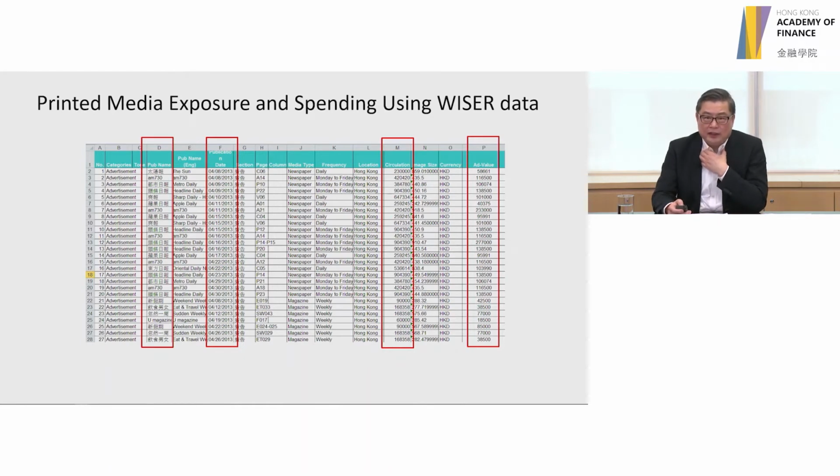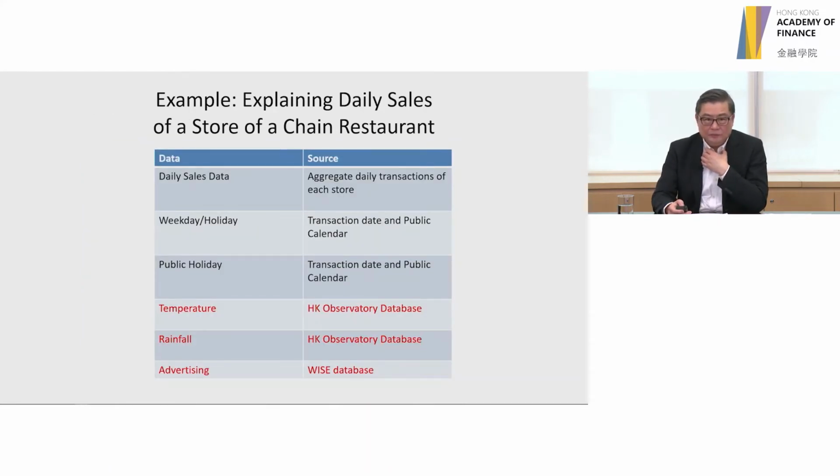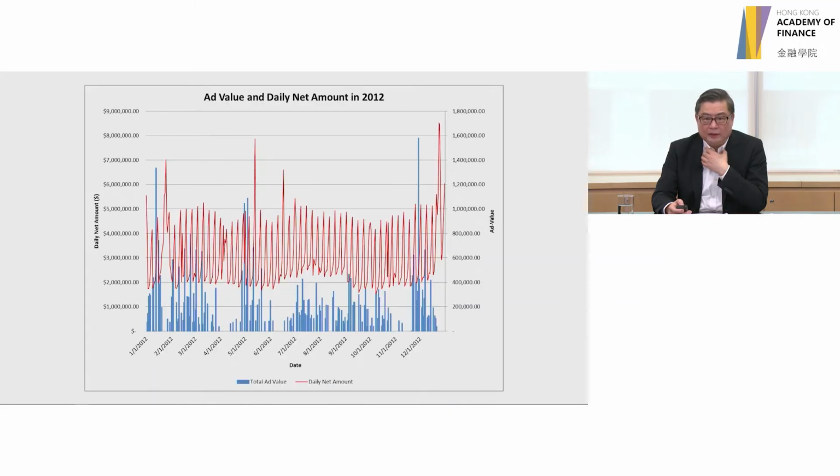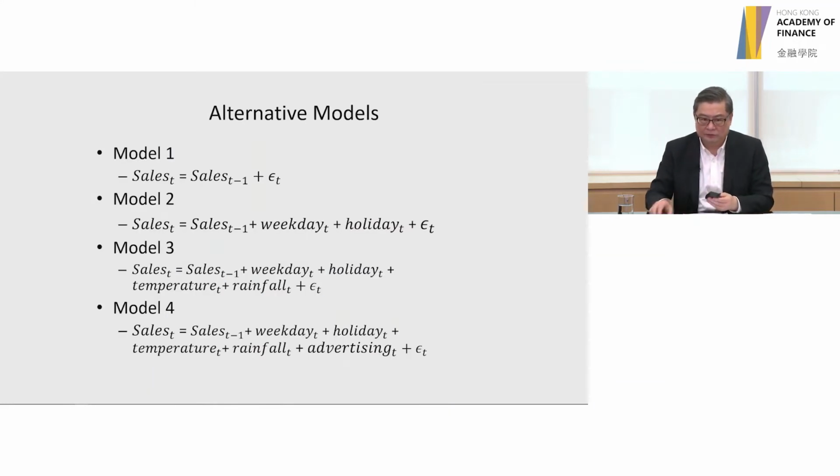Okay, now we have all the data, and then we can fit the model. So we have 4 models. For illustration purposes, I just pick 4 different regression models. The first one is very simple. It says today's sales is based on yesterday's sales. Model 2 is more complicated. It takes into account the weekdays and holidays effect. Model 3 takes in the temperature and the rainfall, and model 4, advertising, the printed media effect. So we have 4 models with increasing complexity.